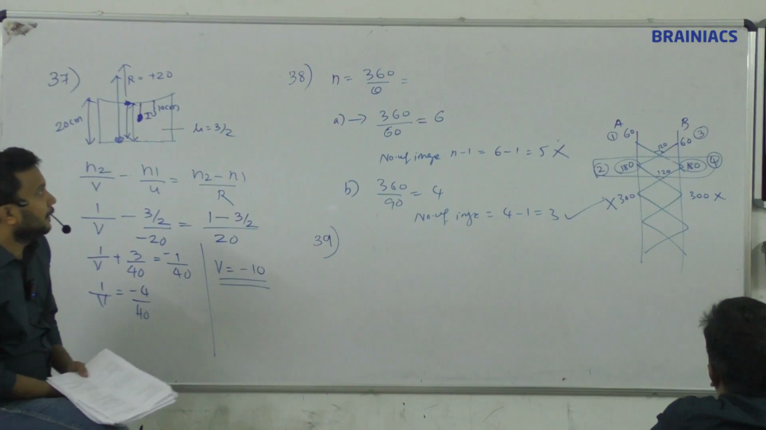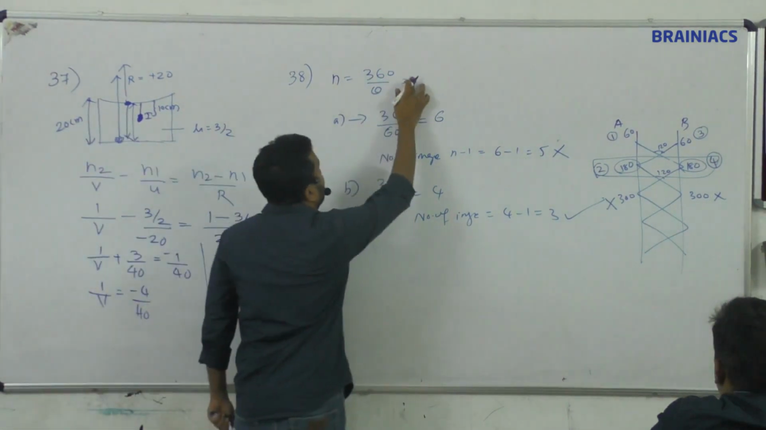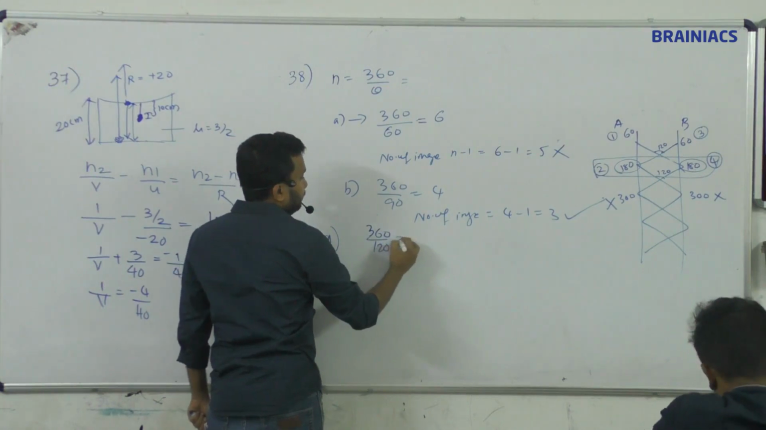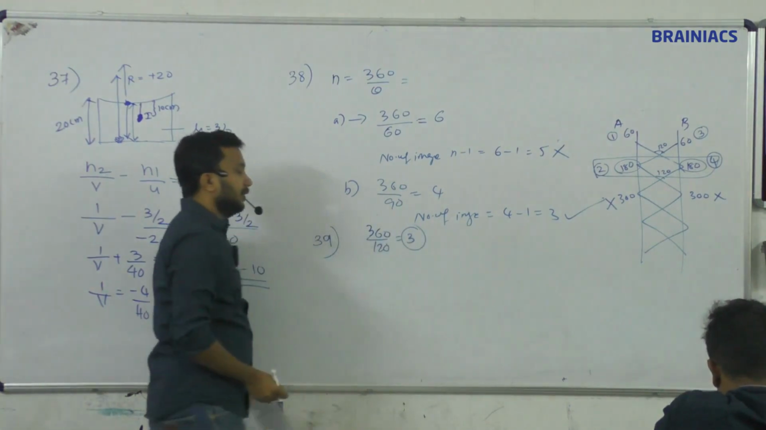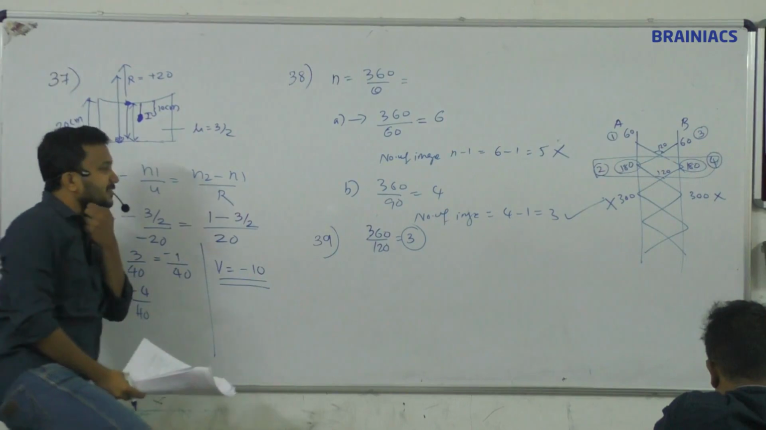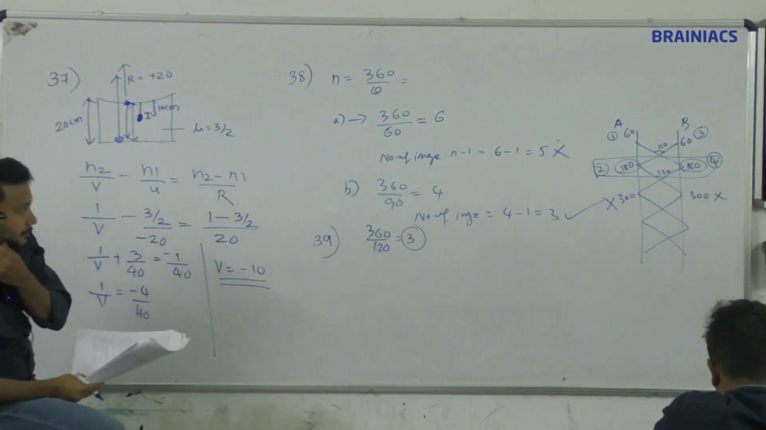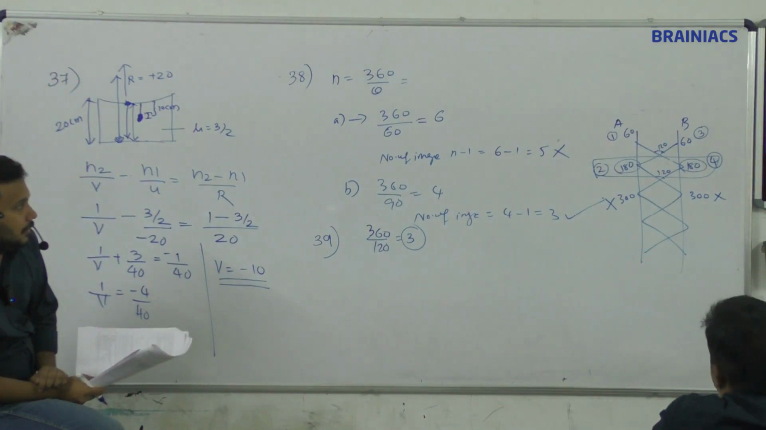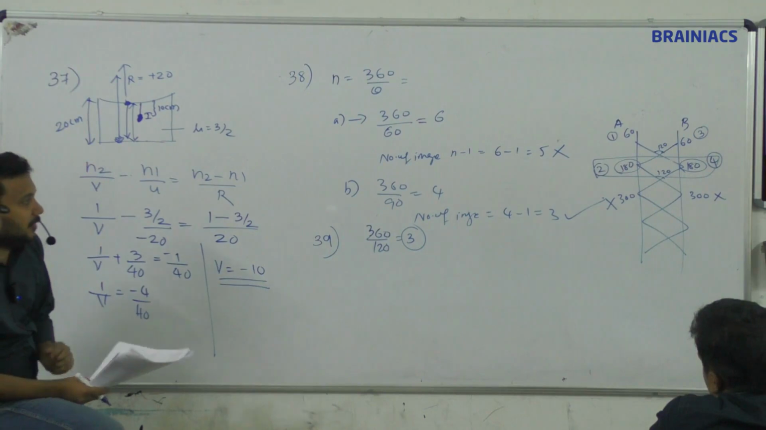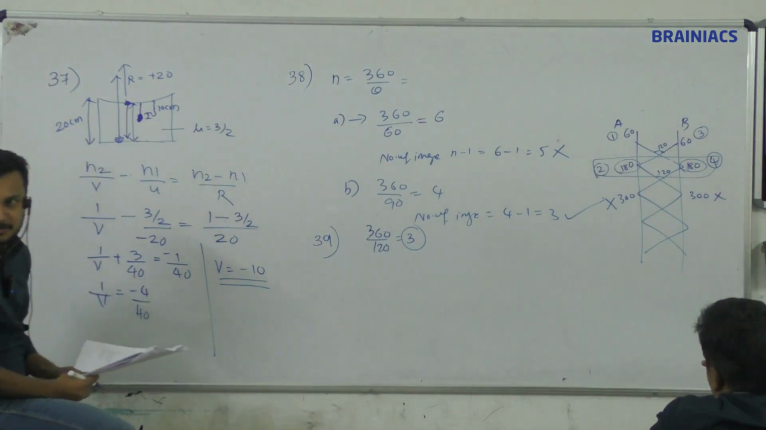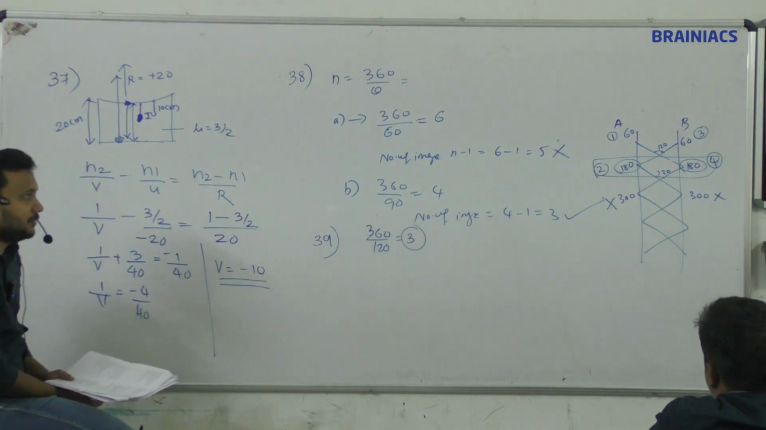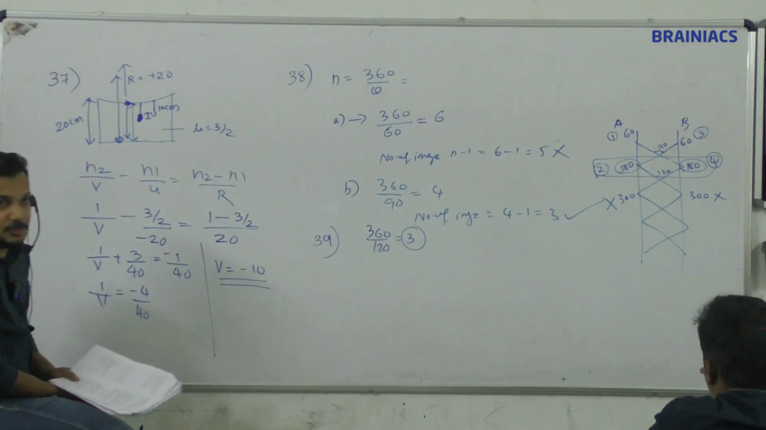In the formula, 360 divided by 120 is 3, an odd number. For an odd number, the same number of images will be formed, provided it is not at the optical bisector.